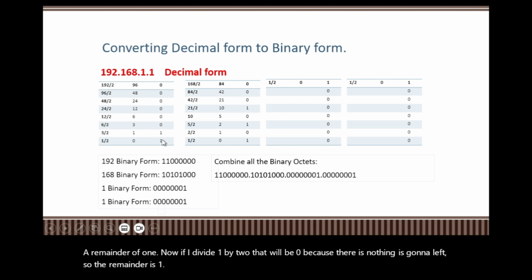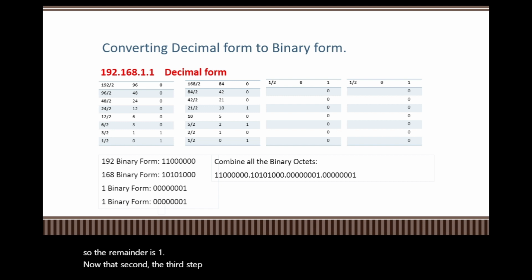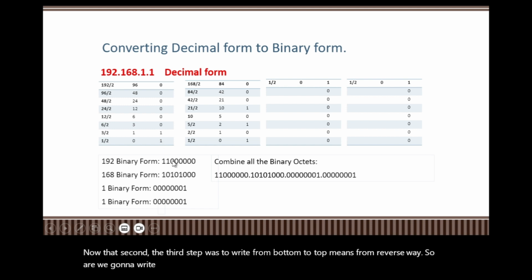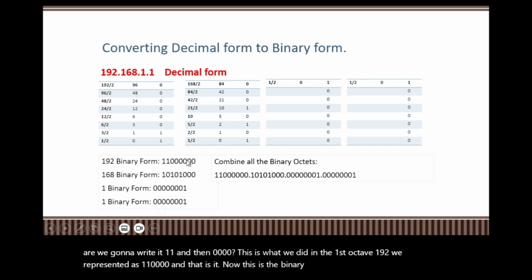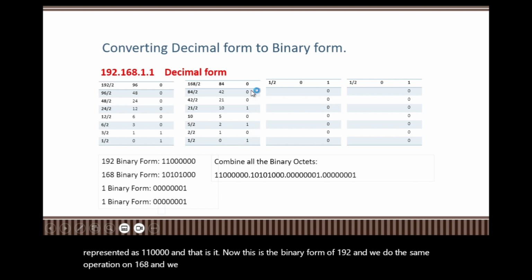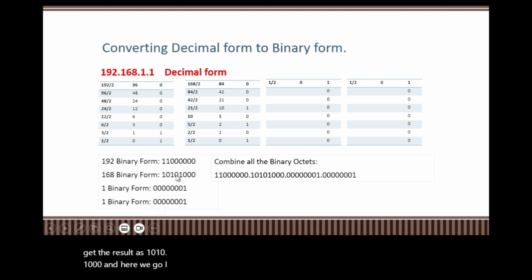Now the third step is to write from bottom to top, meaning in the reverse way. So we write 1 1 and then 0 0 0 0 0 0. In the first octet, 192, we represent it as 1 1 0 0 0 0 0 0, and that is it. This is the binary form of 192. We do the same operation on 168, and we get the result 1 0 1 0 1 0 0 0. I wrote it the same as it is.